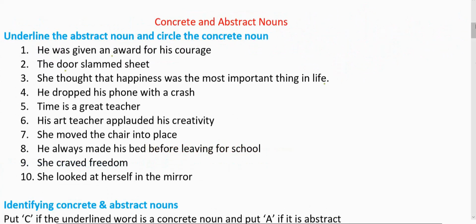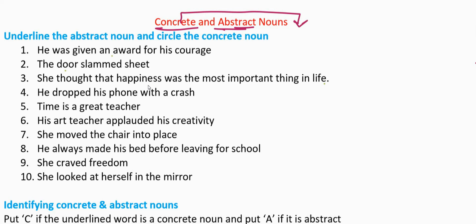Look at the concrete and abstract nouns. We are supposed to underline abstract nouns and circle the concrete nouns. So before we do that, let us look at, or rather revise, what is a concrete noun and what is an abstract noun. Let us first revise what is a concrete noun.